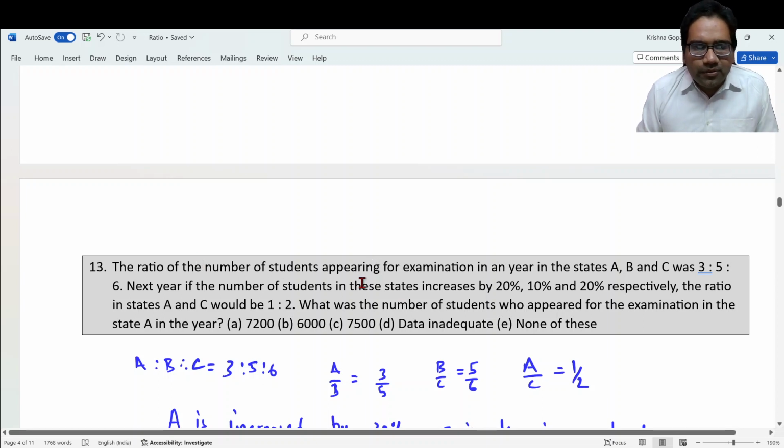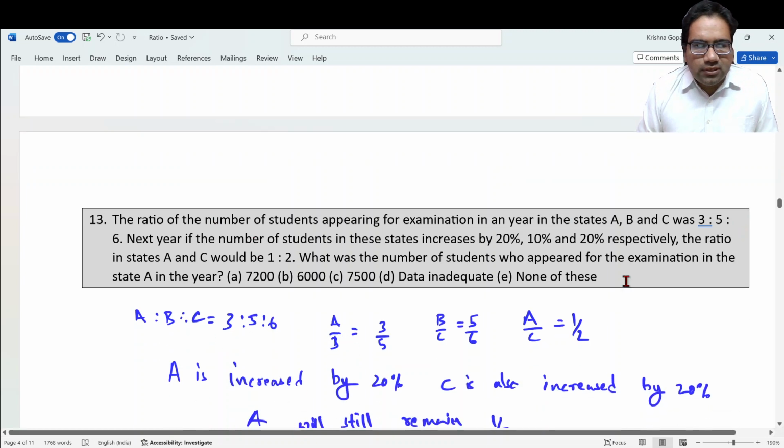The ratio of the number of students appearing for examination in a year in the states A, B, and C was 3 is to 5 is to 6. Okay, in different states, this was the ratio. If the number of students in the states increases by 20%, 10%, 20% respectively, the ratio in states A and C would be 1 is to 2. Okay, what was the number of students who appeared for the examination in the state A in this year?